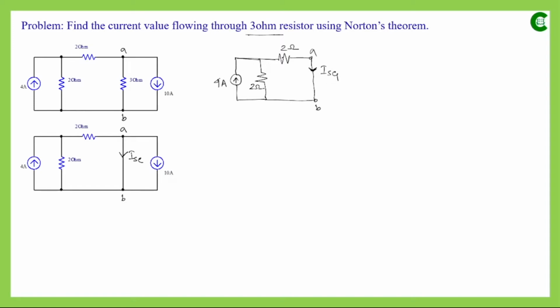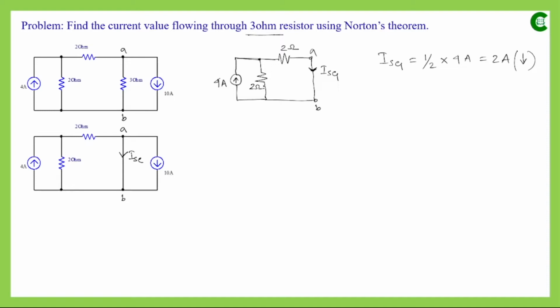Here, in this simple circuit, we have 2 ohm resistances connected in parallel, and only one current source. Since both resistances have the same value, when we apply the current division rule, the current flowing through this 2 ohm resistor will be half of the main current. So even without applying the formula, we can find it. ISC1 will be just half of the main current value, which is 4 ampere. So it will be 2 ampere, and it will flow downwards.